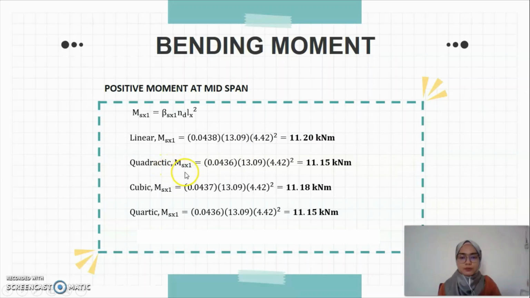Quadratic approximation with the bending coefficient of 0.0436, the answer for the moment is 11.15 kilonewton meter. Cubic approximation, coefficient of 0.0437, the moment acting on slab is 11.18 kilonewton meter, and last one using quartic approximation, value of bending coefficient 0.0436, the moment acting on slab is 11.15 kilonewton meter.